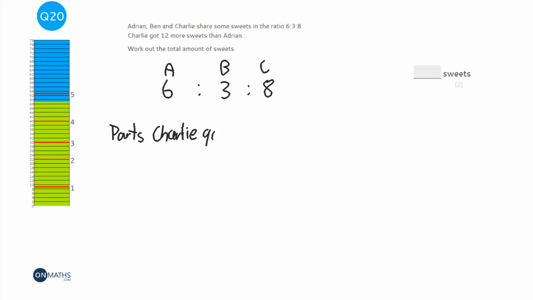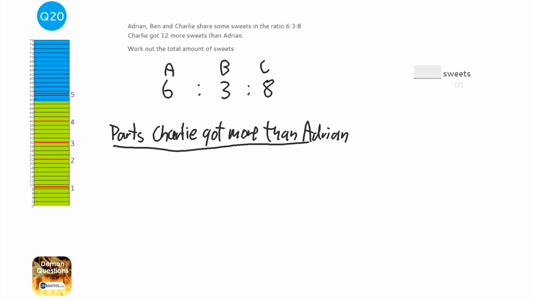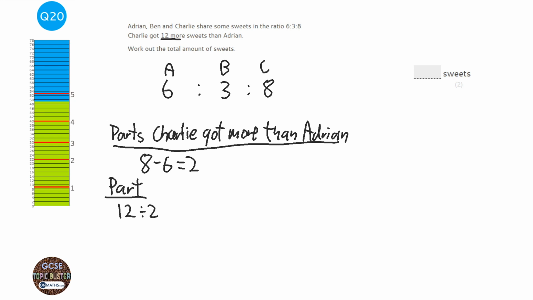Charlie got more than Adrian. Okay, so he got 8 take away 6 is 2. So he got 2 more parts. And so let's have a look and see what one part is worth. So those 2 parts equate to 12 more sweets. So we do 12 divided by 2, 6. So each part is worth 6 sweets.